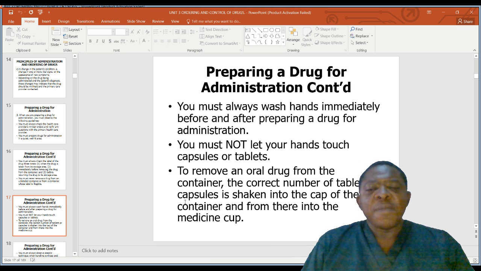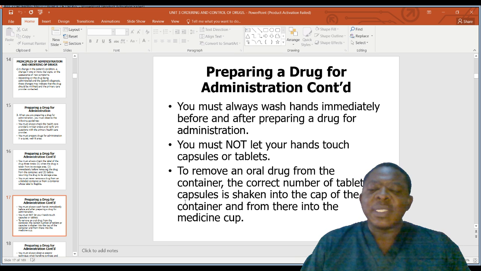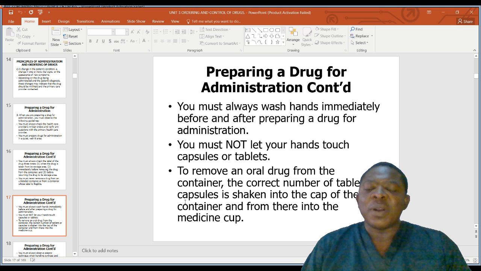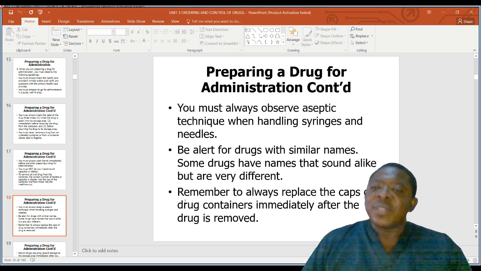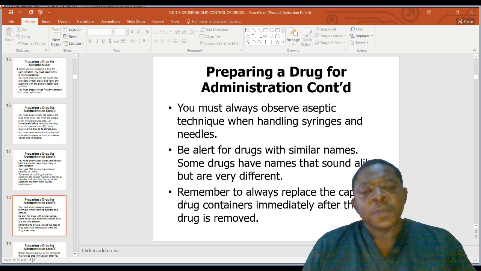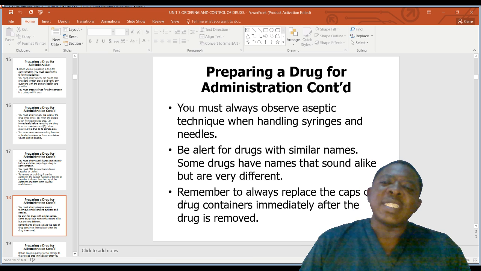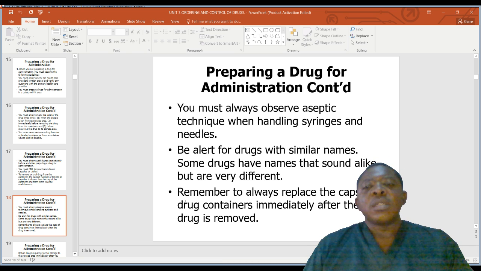Okay, this is very important to avoid contamination. To remove an oral drug from the container, the correct number of tablets or capsules is taken into the cap of the container and from there into the medicine cup. You must always observe aseptic technique when handling syringes and needles. Okay, aseptic, avoid sepsis, so avoid infection. So you need to ensure that there is no cross infection as you take out these drugs.